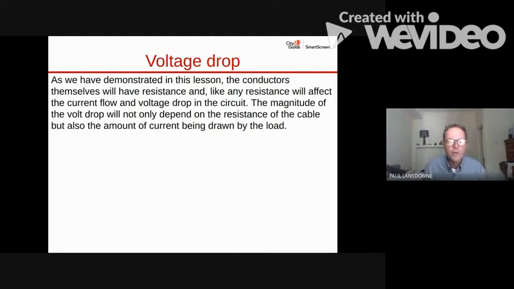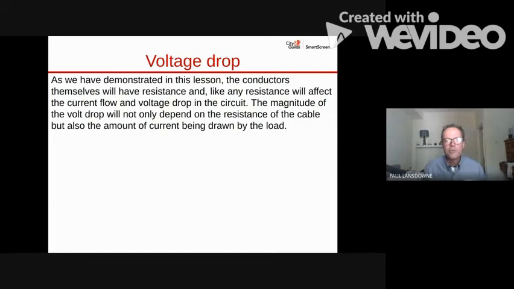So the last thing, and we did look at this a couple of times before, is volt drop. So as we've demonstrated in this lesson, the conductors themselves will have a resistance, and like any resistance will affect the current flow and volt drop in the circuit. The magnitude of volt drop will depend not only on the resistance of the cable, but also the amount of current flowing through. So this is where we go back to a little bit of Ohm's law.